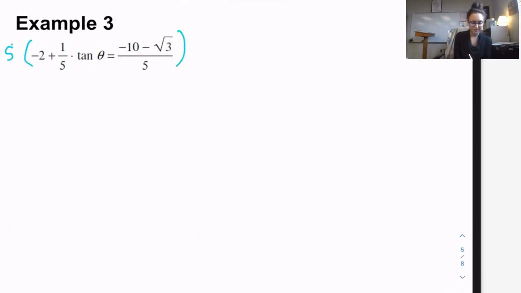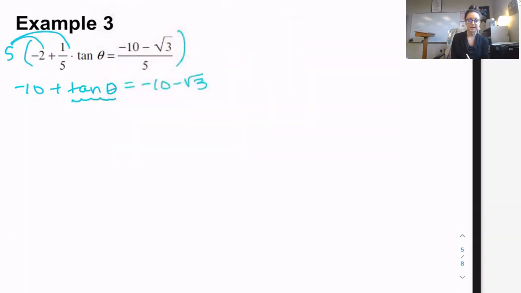When I distribute here, I'll get negative 10. When I distribute here, the 5's cancel, so I just get plus tan of theta. And when I multiply 5 to the right side of the equation, it just gets rid of the denominator for me. So I have negative 10 minus root 3. Now we want to isolate our trig expression, this tan of theta. But if I add 10 to both sides, those go away. So I'm left with tan of theta equals negative root 3.